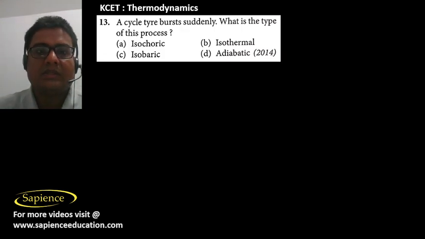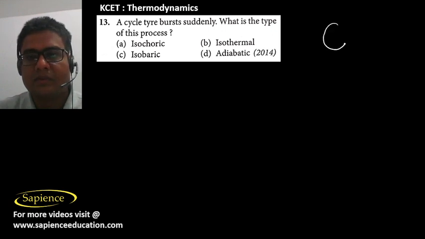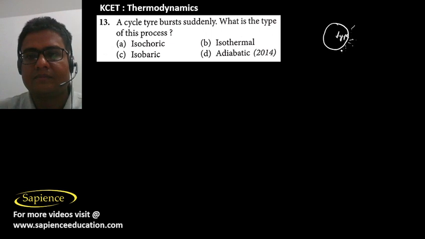Then question number 13: a cycle tire bursts suddenly. What is the type of this process? So when the tire bursts suddenly, it means that the volume of the air increases, volume increases and the pressure.